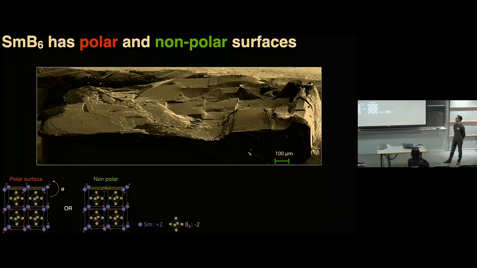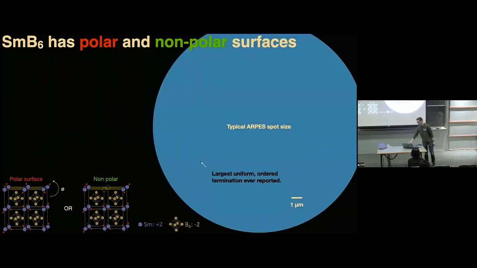You can also terminate the crystal in a non-polar way by removing half of the samarium atoms from the surface, but neither of these is particularly energetically favorable over the other. So what you end up with is really small ordered patches. Here I've drawn the largest one that's ever been seen. It's about 80 nanometers. This is a single uniform termination. And I've drawn that to scale with a typical photoemission spot size. So my point here is that the photoemission experiments are certainly measuring the different polar and non-polar surfaces.